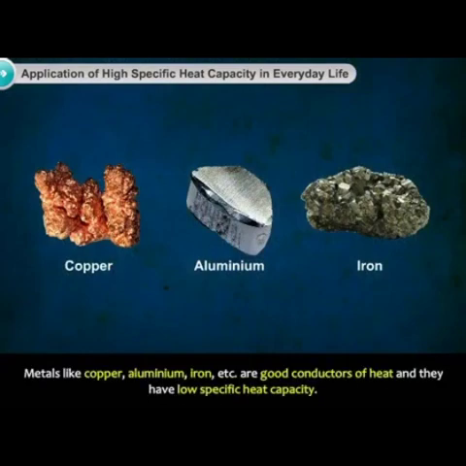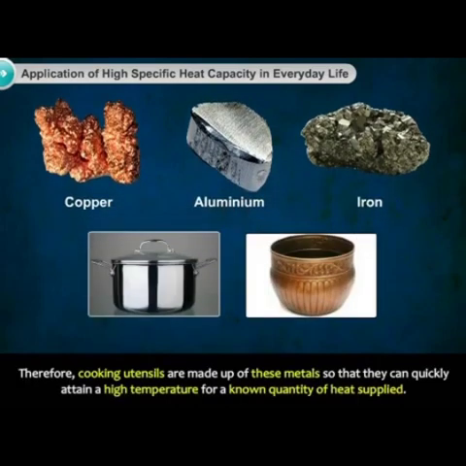Metals like copper, aluminium, iron, etc. are good conductors of heat, and they have low specific heat capacity. Therefore, cooking utensils are made up of these metals, so that they can quickly attain a high temperature for a known quantity of heat supplied.